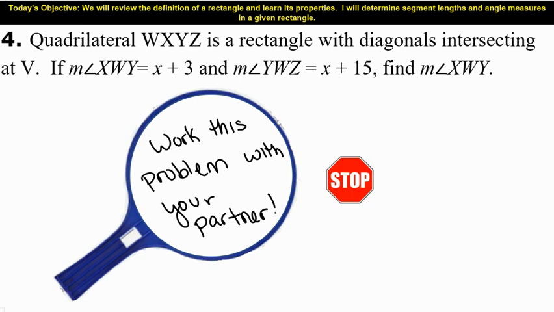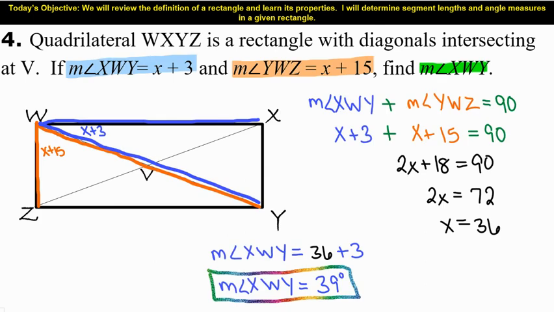Answers. I'm seeing mostly 39s and a couple of 36s. Let's see. We should have our picture and our work. So if you had the 36, you found X, right? But we are trying to find XWY, which is the blue angle. So then you plug that 36 in and add 3 to it, right?